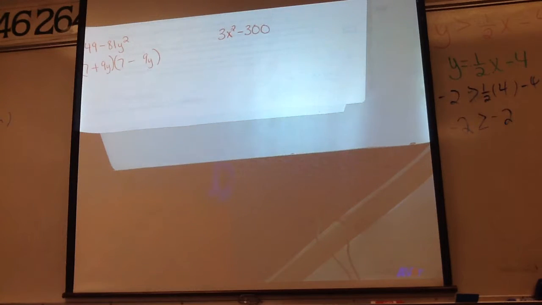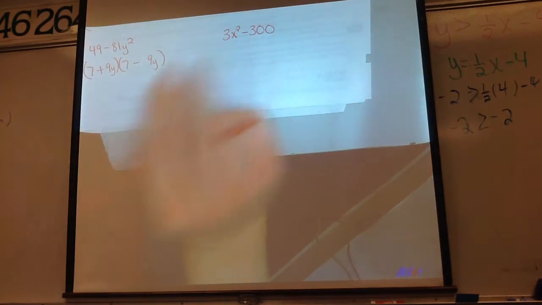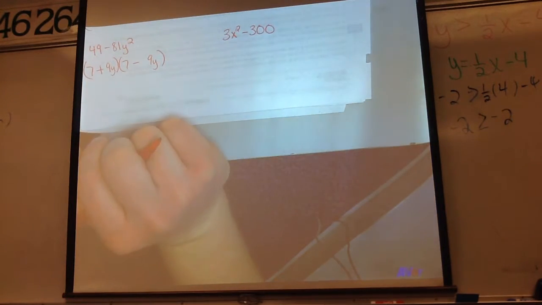So it's not difference of two squares factoring then, is it? No. So what can you do? Have we talked about what the first thing you should always do when factoring this is? You were right. Find out what they have in common. Greatest common factor, GCF. 3.